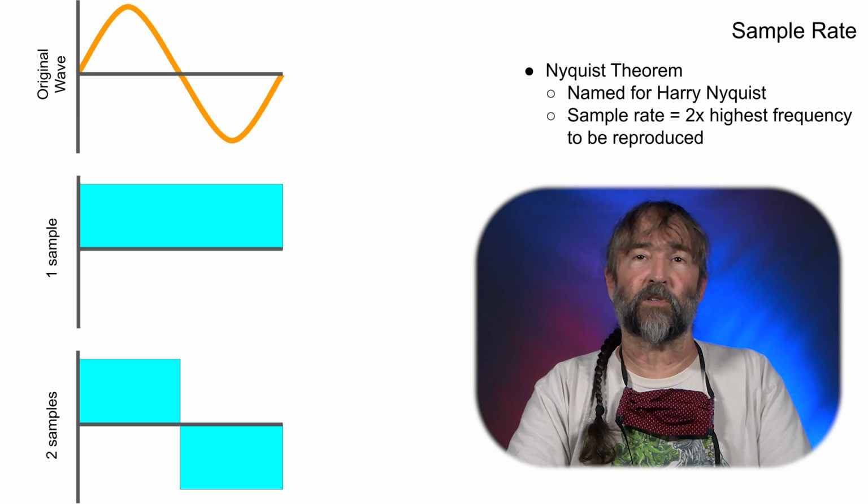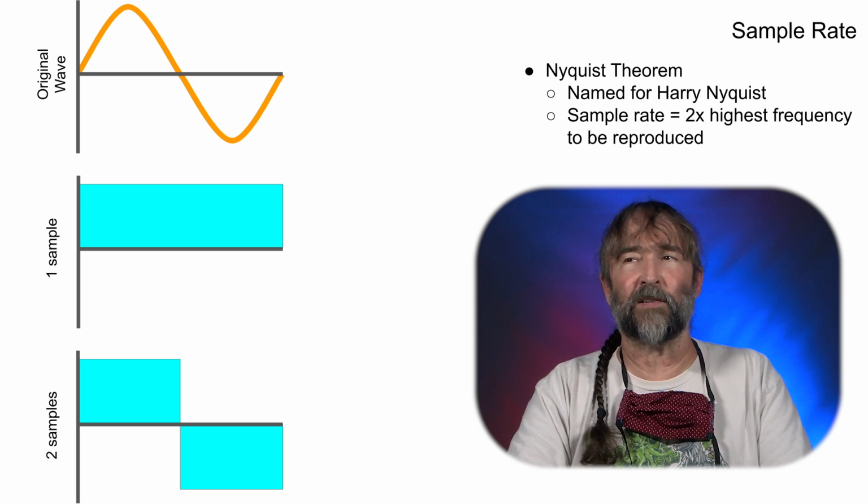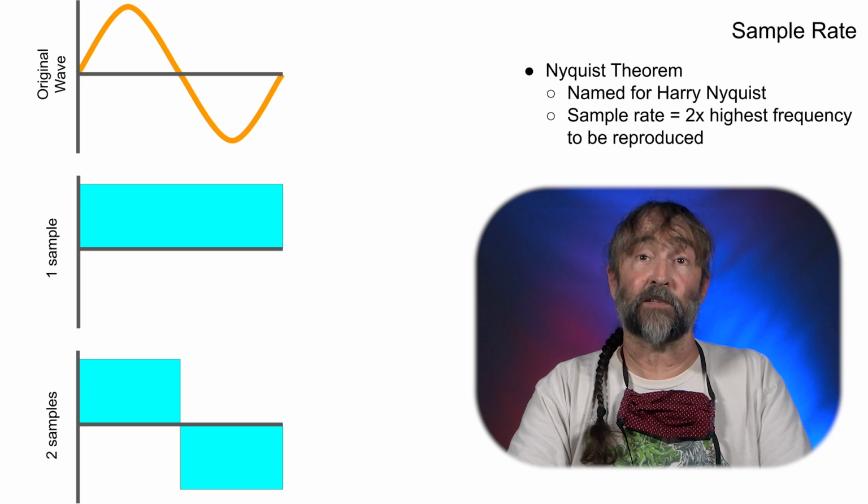So this is what the Nyquist theorem tells us. Your sampling rate has to be at least twice as fast as the highest frequency that you want to reproduce. You certainly recall from our earlier videos that the range of human hearing at its best is from 20 hertz to 20 kilohertz.